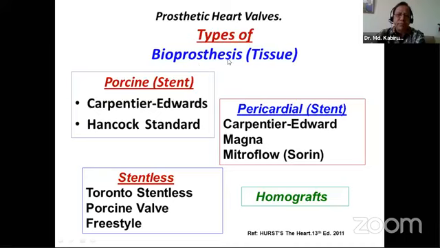And these are some types of bioprosthetic valve. A bioprosthetic valve again may be with stent or without stent. It may be stented Carpentier-Edwards, or pericardial with stent, Carpentier-Edwards Magna. And these are some stent-placed valves and homograft.